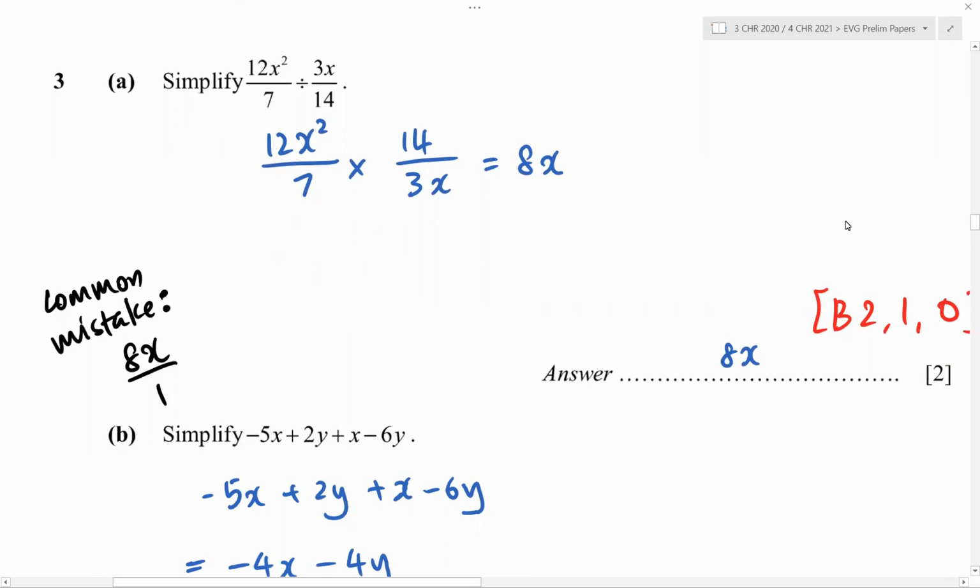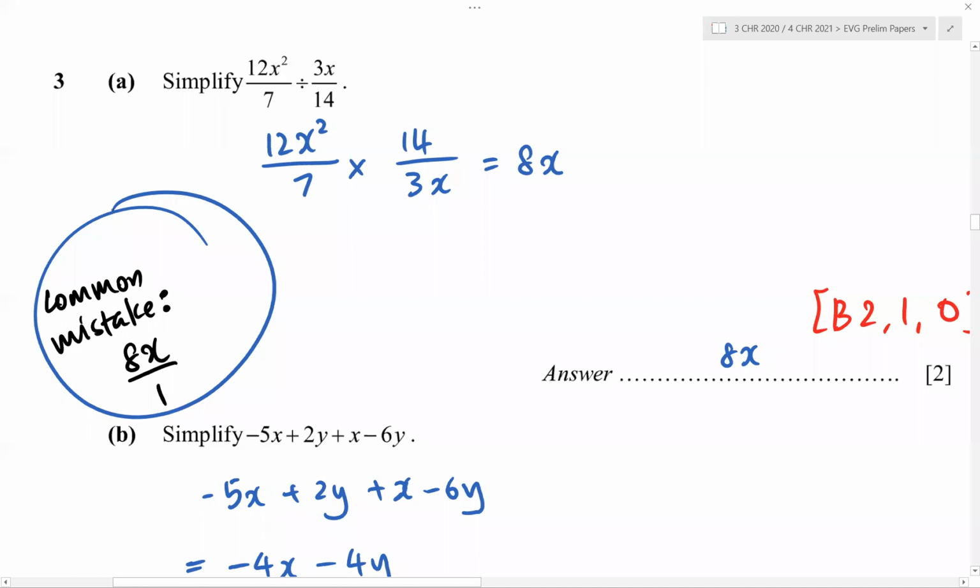3A. The answer is simply 8x. Any mistake, minus 1 mark. So if your answer is 8x, you get 2 marks. Anything that doesn't look like 8x, minus 1. Anything that doesn't, more errors, minus another 1, 2 marks.